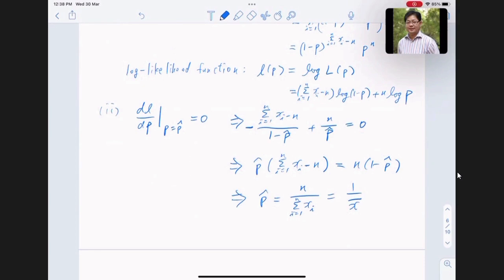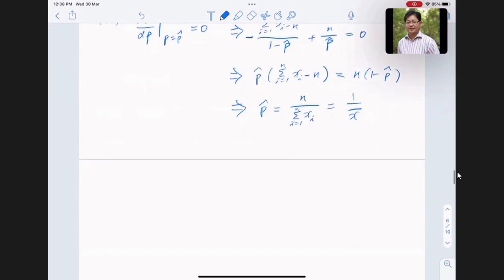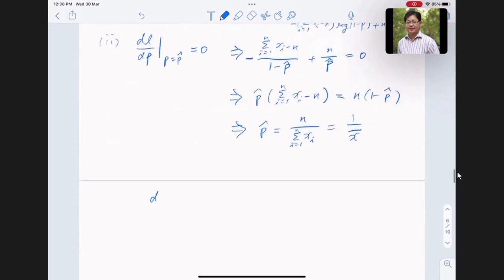Okay? But this is not the end, because you also need to verify that this is the point at which the log-likelihood function attains its maximum. So we need to do the second derivative test. We need to differentiate the first derivative to obtain the second derivative, to see whether it is negative. Because according to the principle of optimization using calculus, at the maximum point, the second derivative should be negative. So we need to verify that this second derivative is negative.